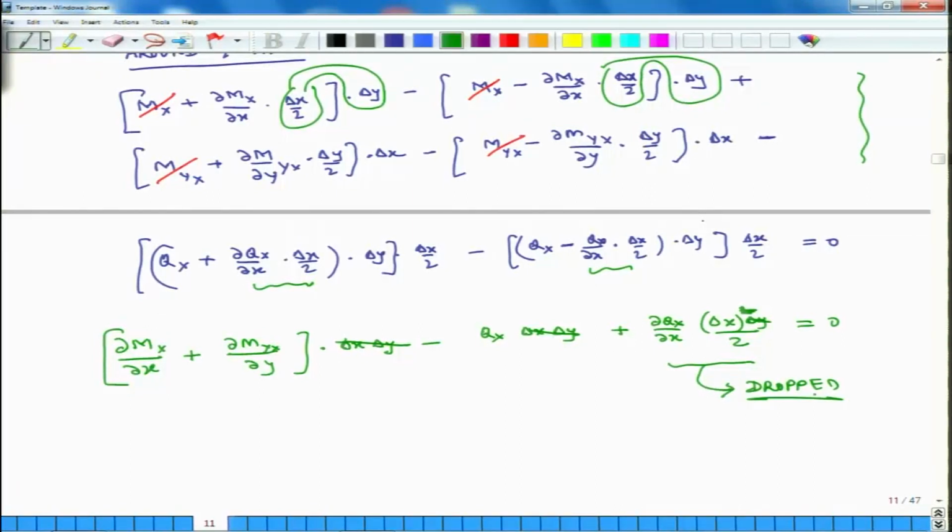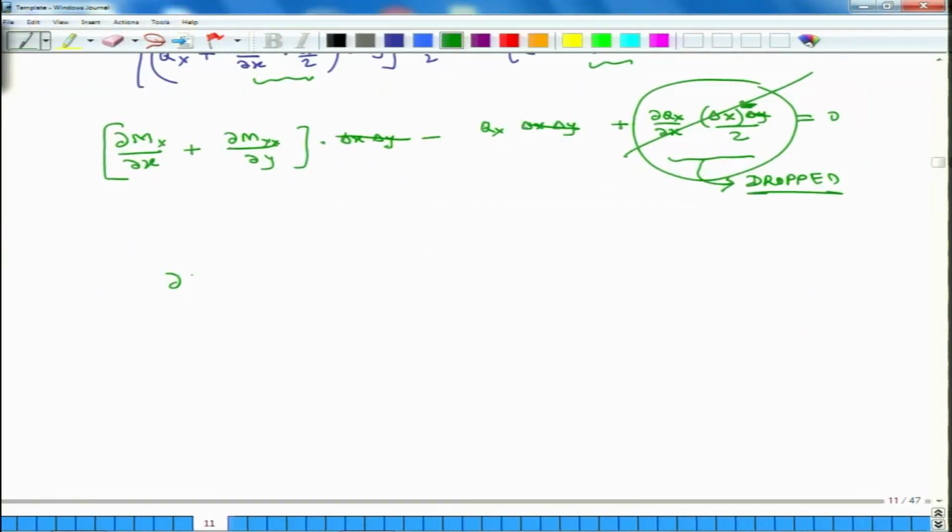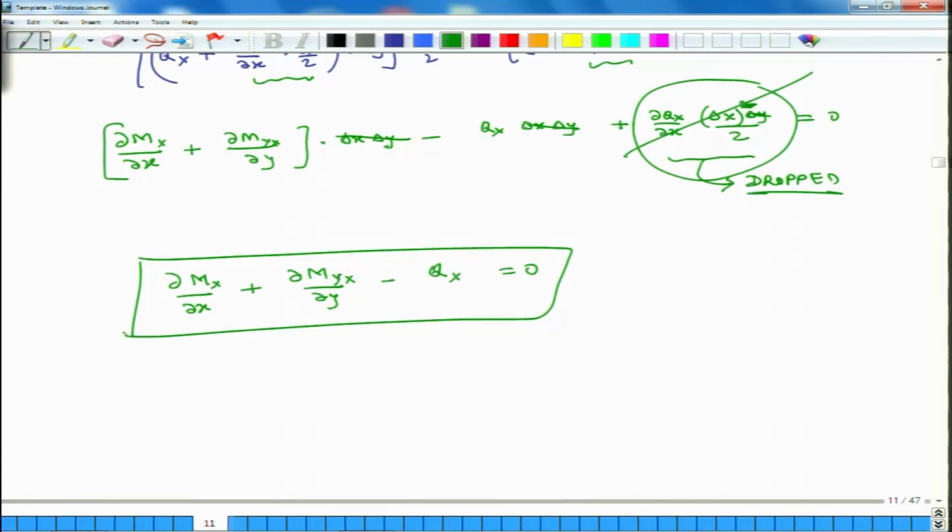If the size of the element is extremely small, this entire thing can be dropped. What I get is del Mx over del x plus del Mxy (or del Myx) over del y minus Qx is equal to 0. Okay.